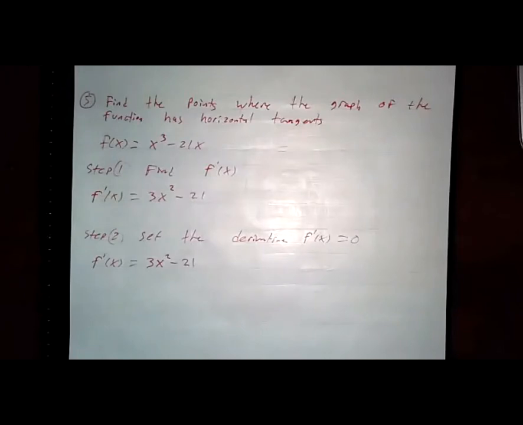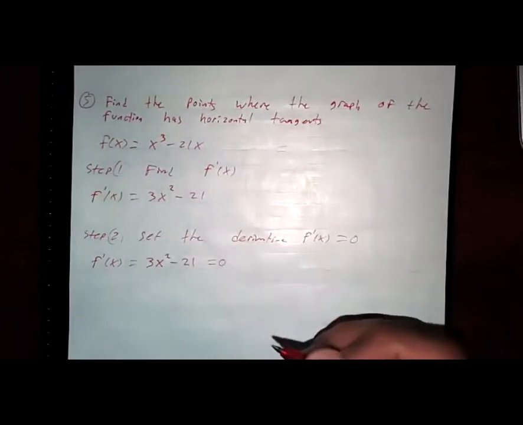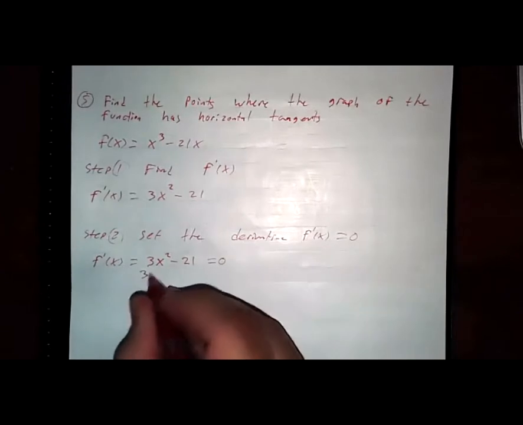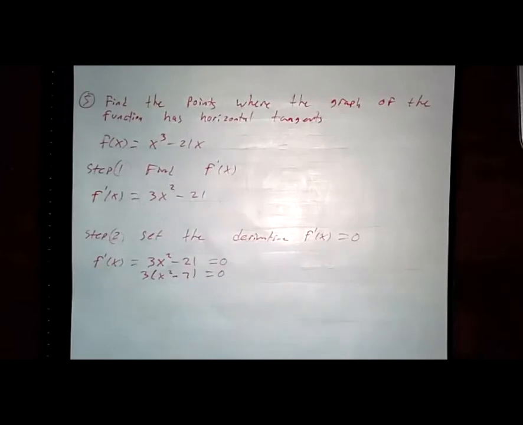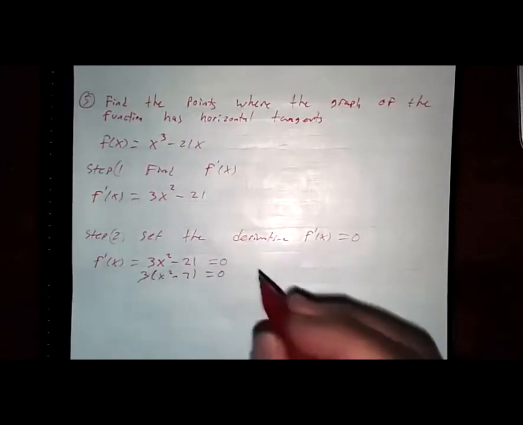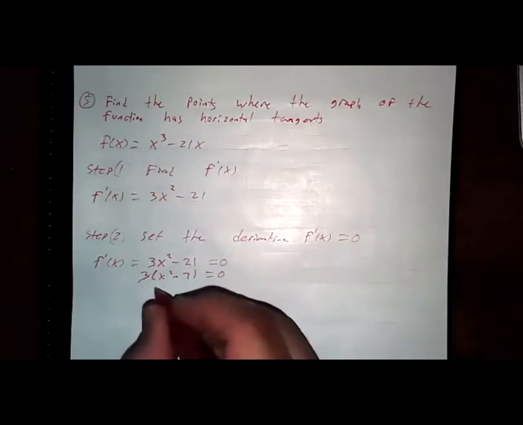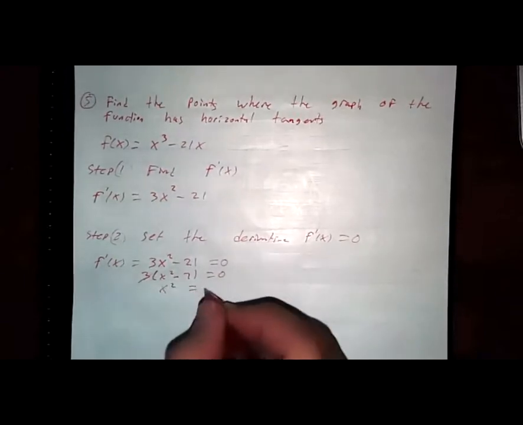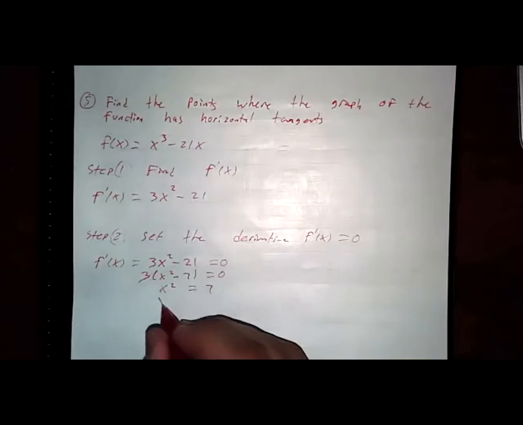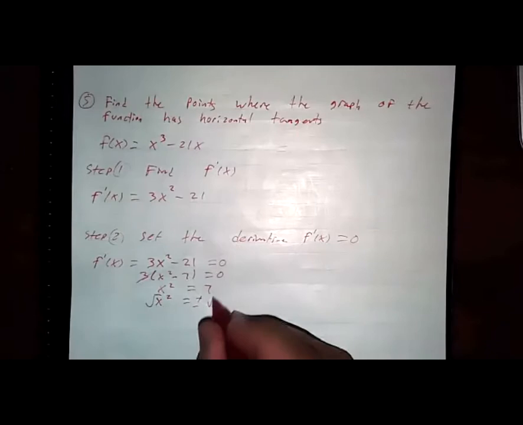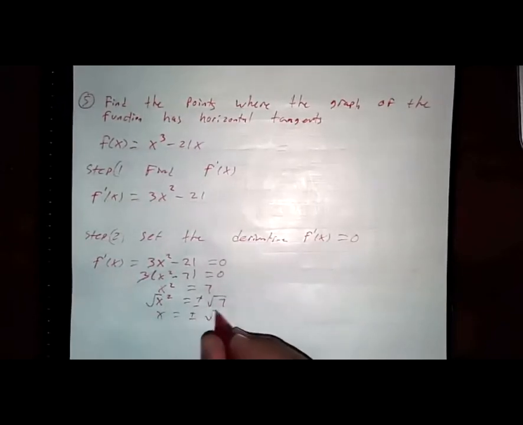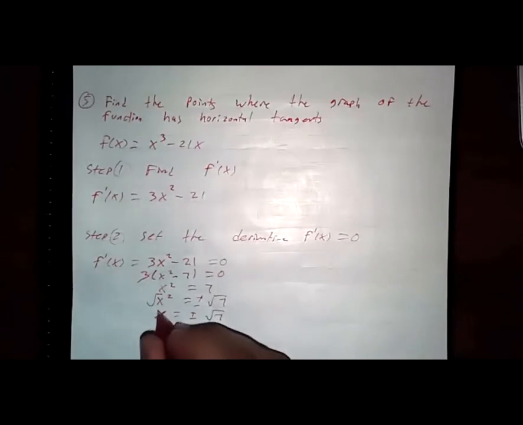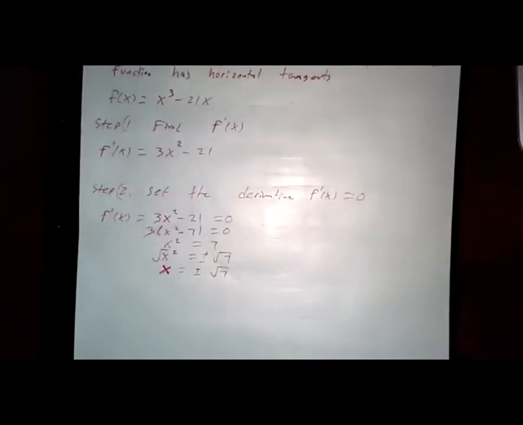All right. So set this equal to 0, solve for x. So factor 3 out, that gives us this, right? Divide by 3, add 7 over, square root both sides, and that would give us a plus or minus. So x is equal to plus or minus square root of 7, because we square rooted both sides, we have to tack on that plus or minus.